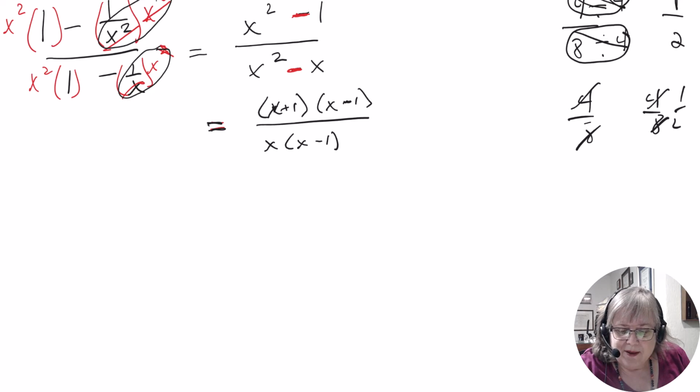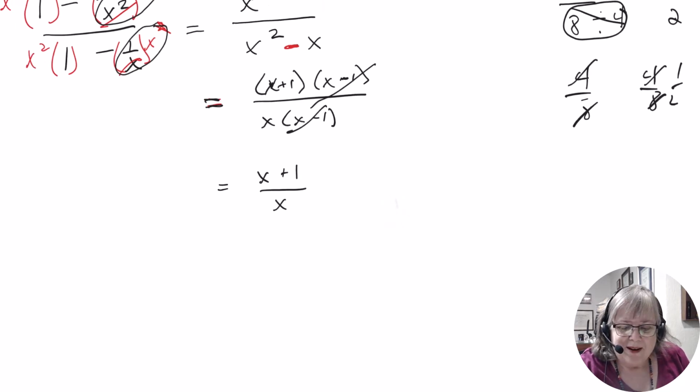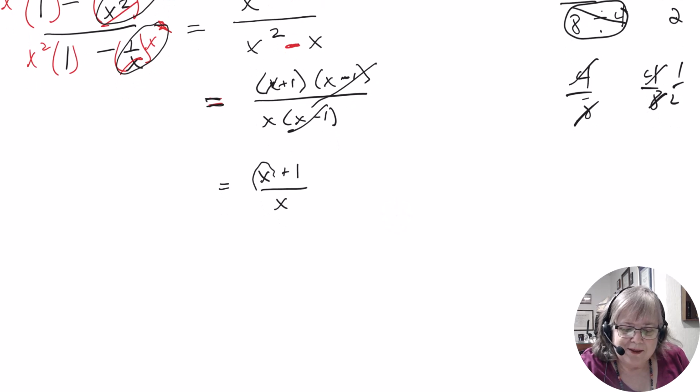Now, this x minus 1 cancels this one, and you're left with x plus 1 over x. All right, and here's the question. Do these two x's cancel?